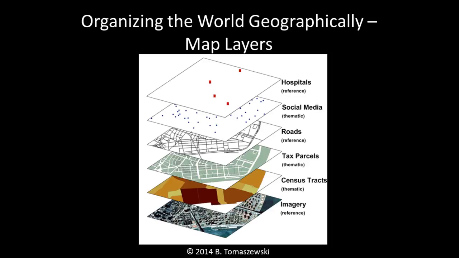For example, imagery, providing a visual reference to the geographic region in question, the census tract layer showing population thematic characteristics, tax parcels showing who owns what buildings, a road layer that provides reference to critical infrastructure, the social media layer representing locations of people who are tweeting about the hurricane, and the hospitals layer providing reference for medical issues.